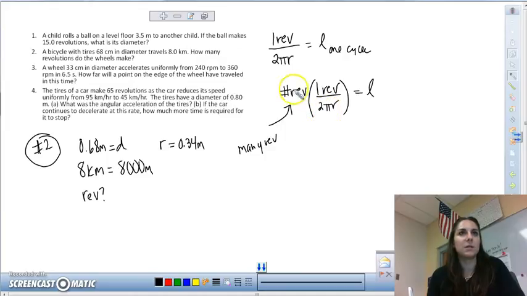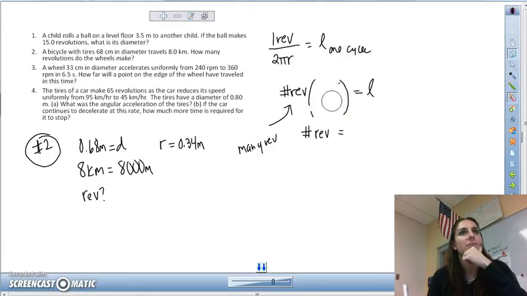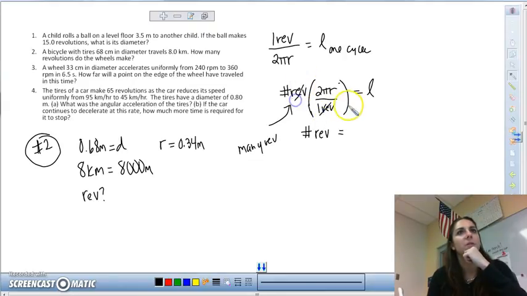So if that's the case, I'm solving for basically this part, which means that the number of revolutions that I'm going to make is going to equal to, let's see. Oh, I see. Actually, I have to invert this. Let's do that. I'm using the same relationship, but I want my revolutions to cancel out. So it's actually 2 pi r over 1 revolution. There we go. Because then my revolutions will cancel. Perfect.